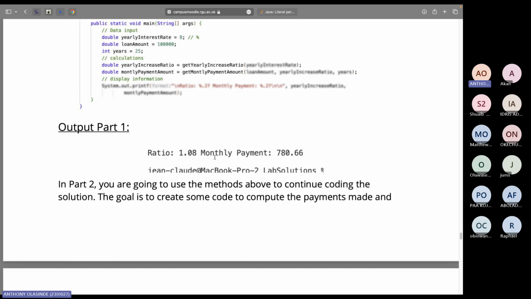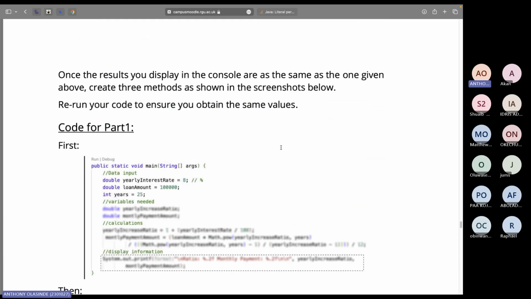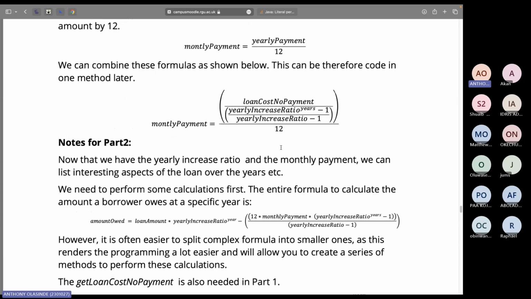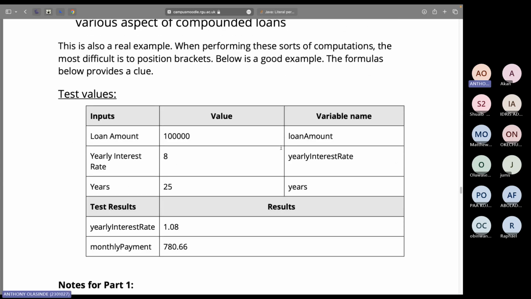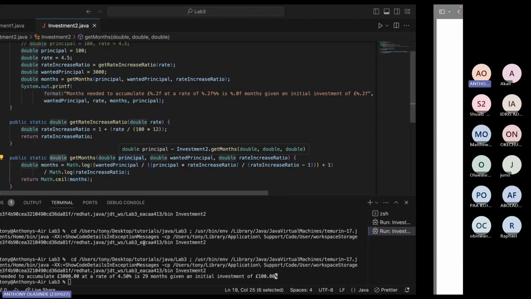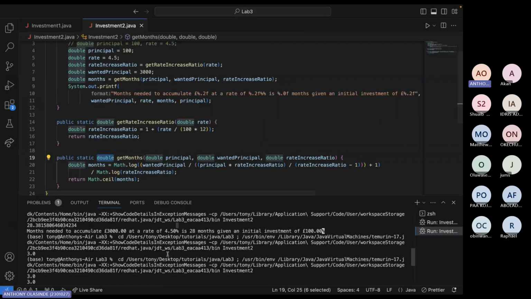Ratio 1.08, monthly repayment equals this. So basically, I think what they are trying to do is to calculate the monthly repayment. If you borrow this amount and the yearly interest rate is 8 and you have to pay for 25 years. Now, what is going to be your yearly interest rate? I think we can get that from yearly interest ratio, right?